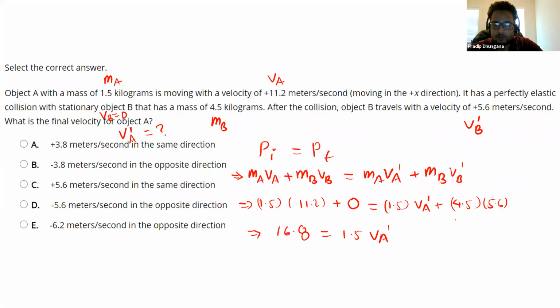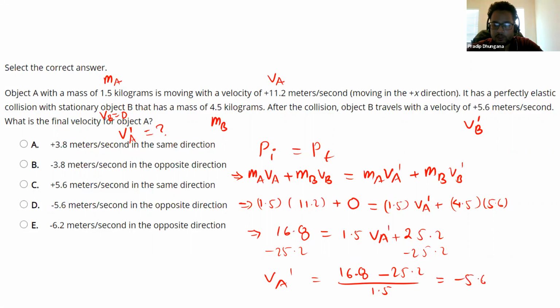1.5 VA dash plus 4.5 times 5.6, which is 25.2. Now subtract both sides by 25.2 and divide by 1.5. Okay, so I'll write VA dash is equal to 16.8 minus 25.2 divided by 1.5. That is nearly equal to negative 5.6 meter per second. So the correct choice is D, negative 5.6 meter per second, and in the opposite direction. That negative sign means in the opposite direction.